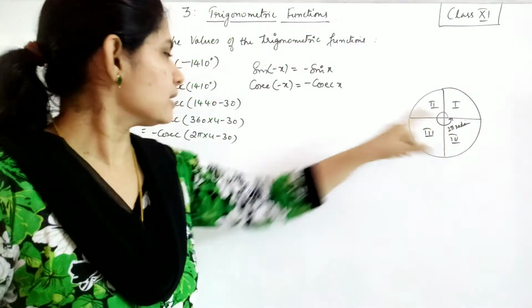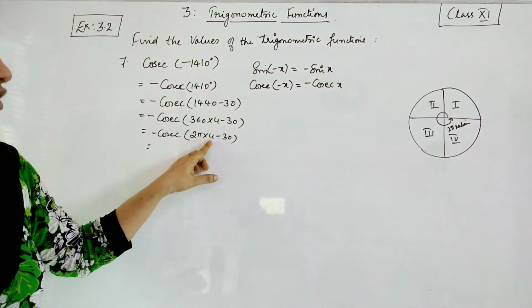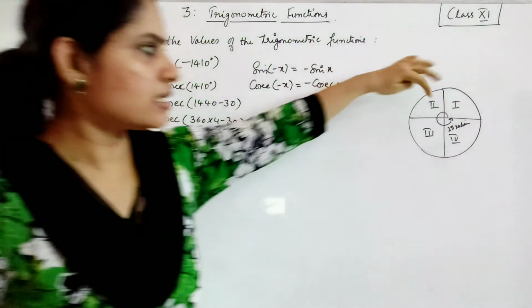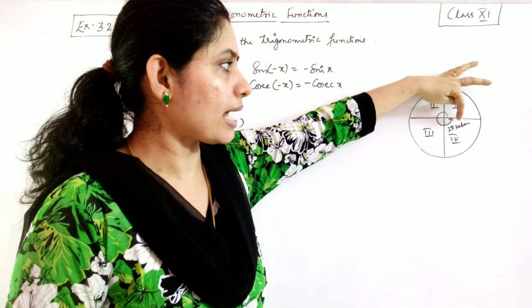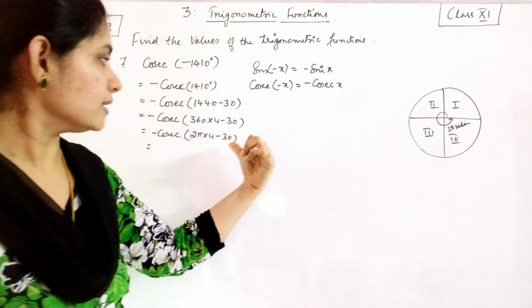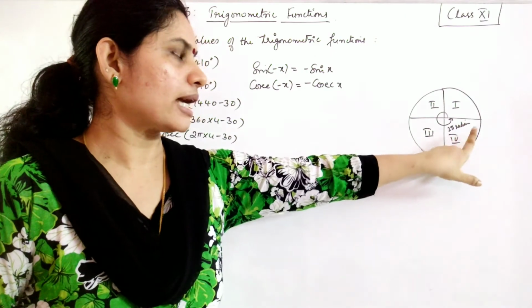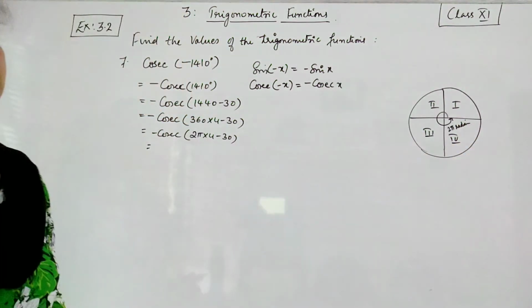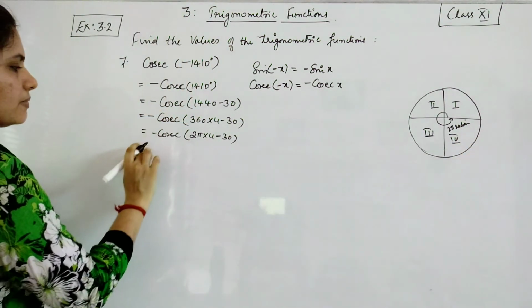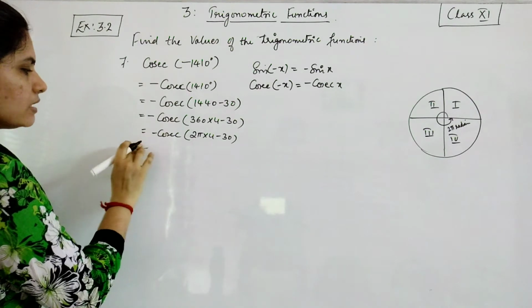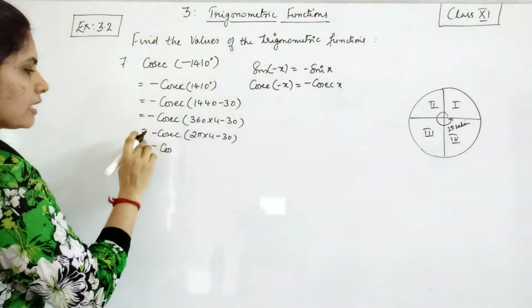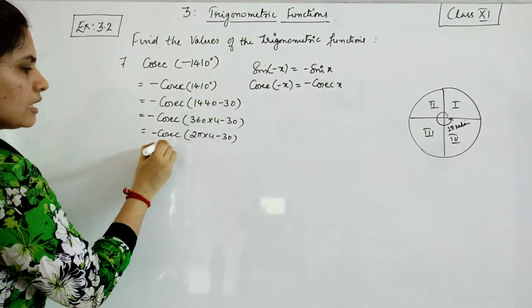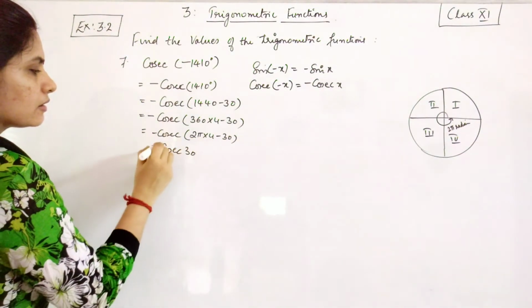But here the condition is 2 pi into 4 minus 30. Minus 30 means you reach this point after 4 revolutions, then you are subtracting something. Subtracting 30 degrees means it will be in the fourth quadrant, and in the fourth quadrant cosec is negative. So your answer becomes, already a negative sign you have here, right? Again you will get a negative sign. How? Because this is in which quadrant?